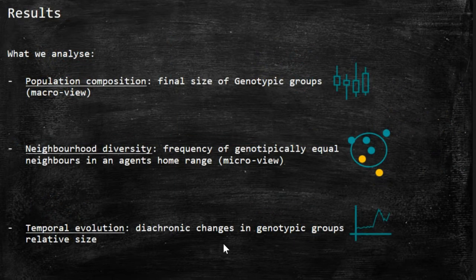When analyzing the results, we are looking at three things. Population composition, that means the final size of each of the genotypic groups. We've constructed box plots to easily compare the size of each group and also to compare one scenario to the other. And also we've run a Kruskal-Wallis test to check whether the differences we observed were statistically relevant or not. We're also looking at neighbor diversity, that's the frequency of genotypically equal neighbors in an agent's home range. And we are also looking at temporal evolution, that's the diachronic changes in the genotypic groups' relative size.